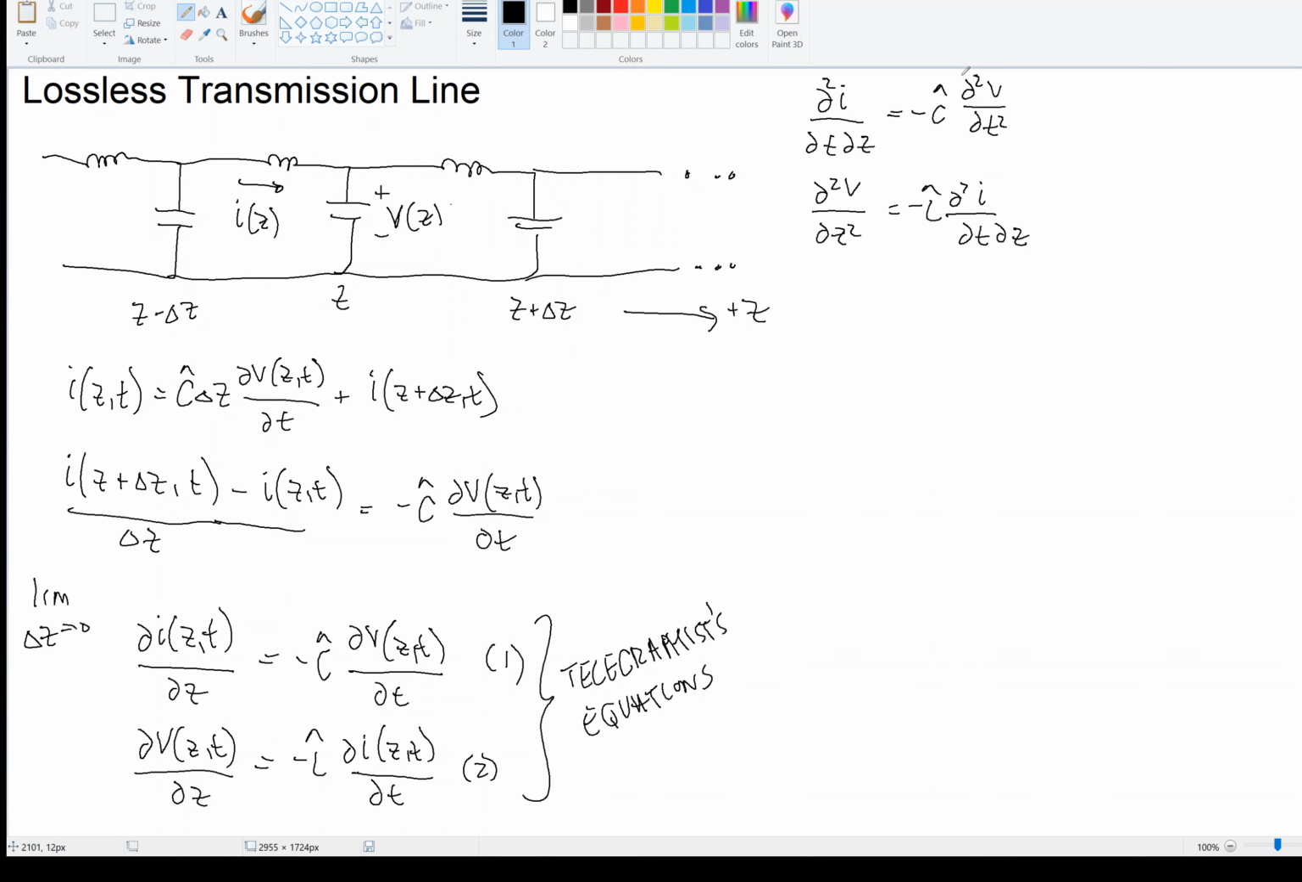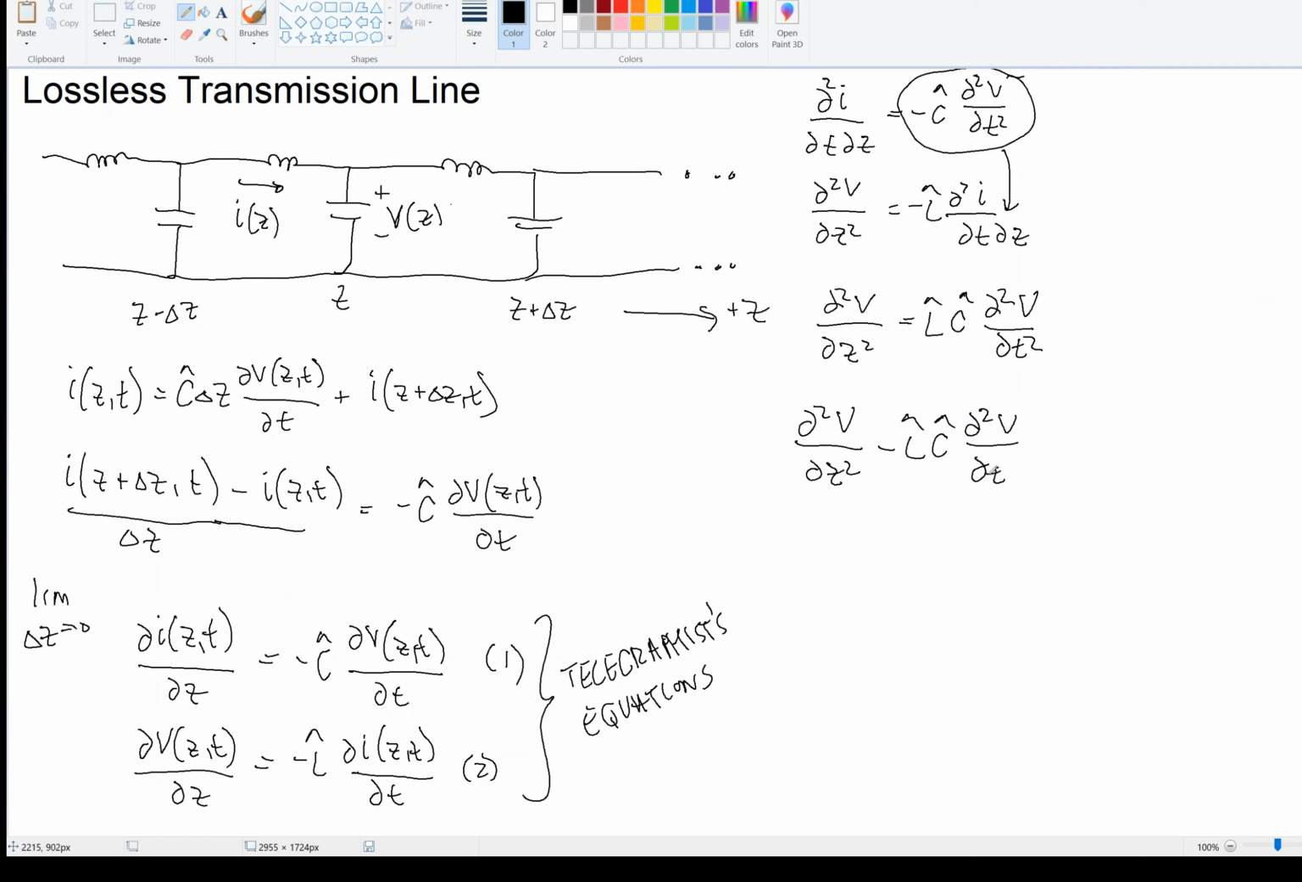Now you can see how these two are linked. You can plug this in for d squared I dt dz, right? And so when we do that, we get d squared v dz squared. We've eliminated the I now, so this becomes L hat C hat d squared v dt squared, or written in another way, if we bring that over to the left, we've got minus L hat C hat d squared v dt squared equals 0, and we recognize that hopefully as a wave equation, right?